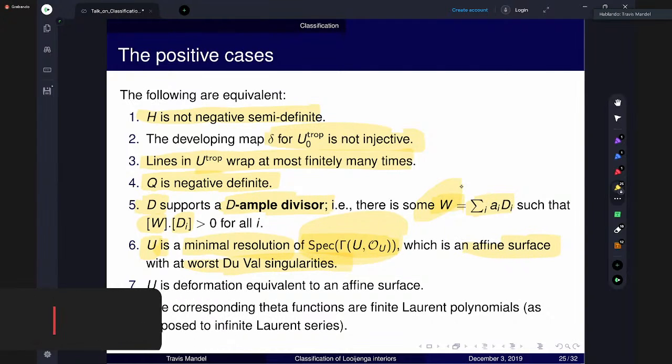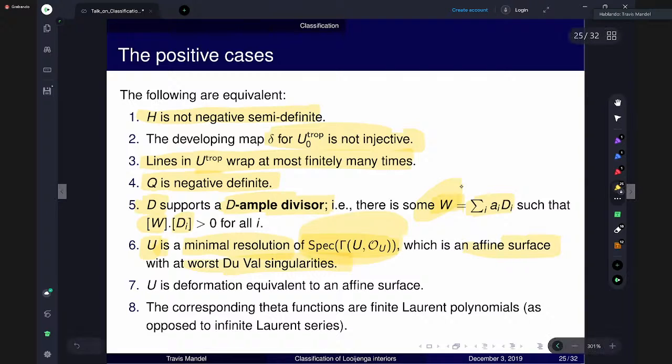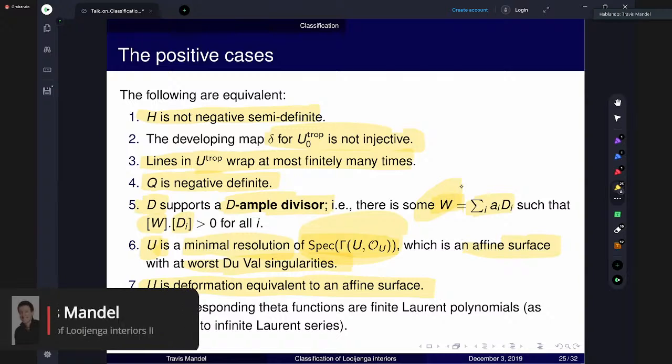So we see you can view U as a minimal resolution of this affine surface. You can also view it as being deformation equivalent to an affine surface, because generically there are no -2 curves. If you move your blow-up points around, those -2 curves vanish. You don't have to worry about them.